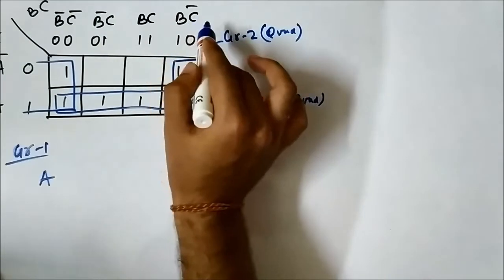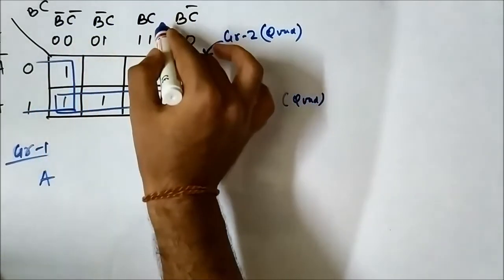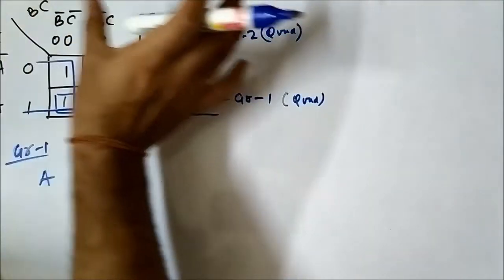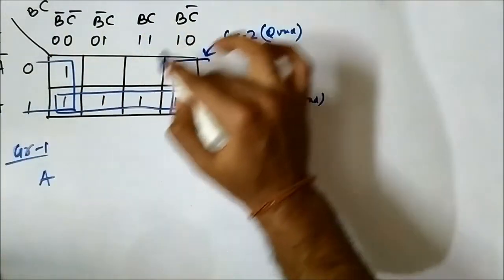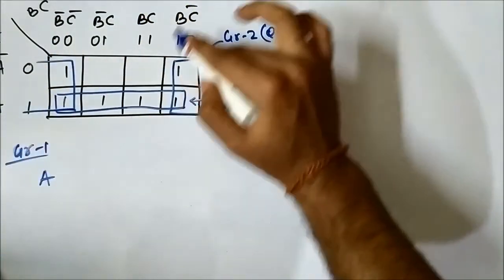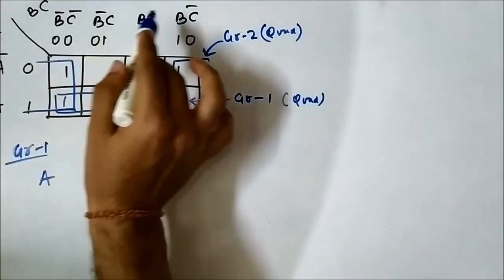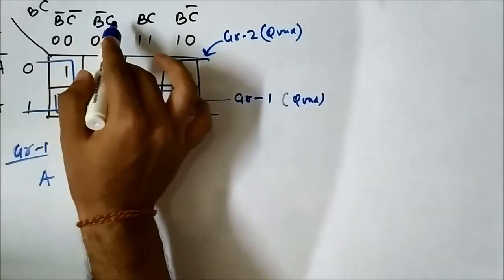It is continuously changing. Here it is B bar C bar, here it is B bar C, here it is BC, here it is BC bar. So nothing is common in the vertical section, but in the horizontal component A is common in each cell. A is common in each cell, but in the vertical section there is nothing common.